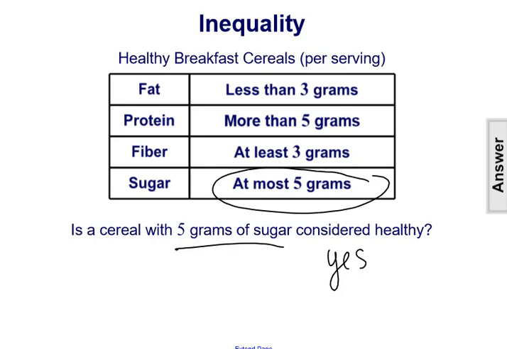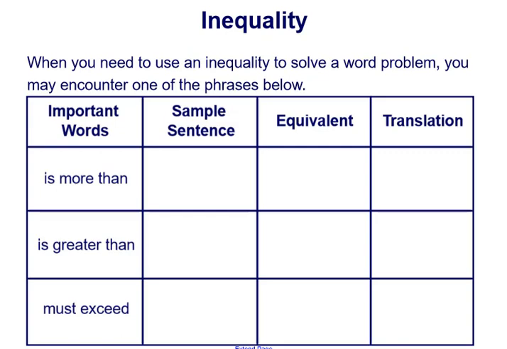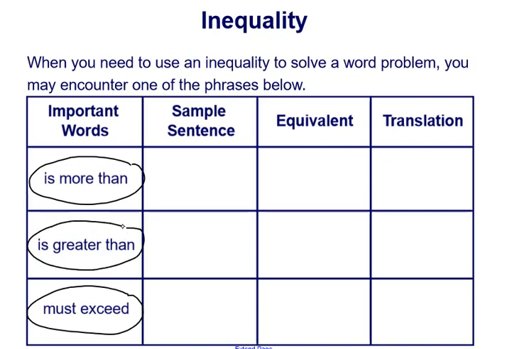So these are important things to consider when translating from these words we've heard all the time to these inequality symbols to compare two values. Here's a table we can use to help with that translation. It's not just going to be greater than or less than or greater than or equal to or less than or equal to. You're going to see other words like is more than, must exceed. We also have is greater than sometimes, but let's look at some samples of how they're used in real life and then how we can translate that to an inequality.